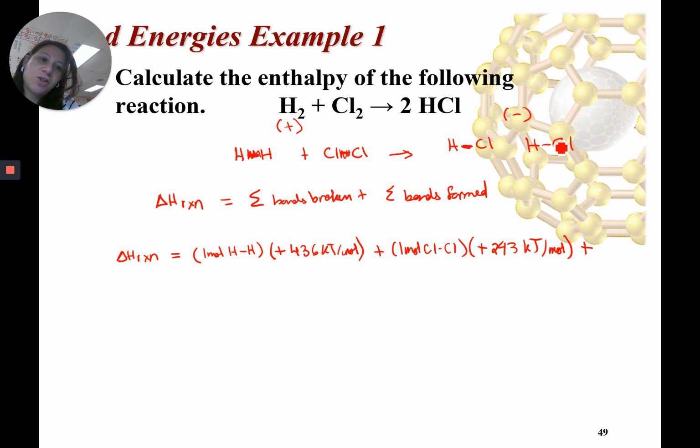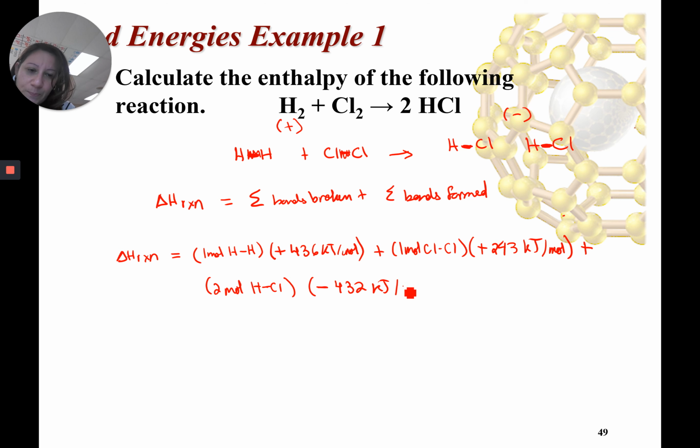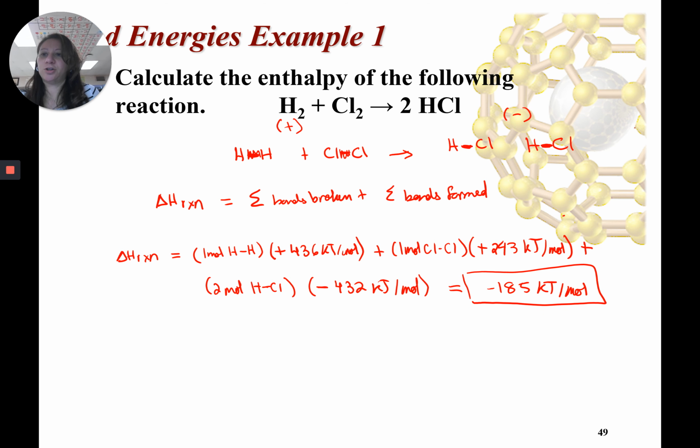Next I have HCl's, and I have 2 of these bonds. So 2 moles of HCl, single bonds. And I'm going to use the negative value because it's in the products, and it is 432 kilojoules per mole. Add them all up together, and you end up with negative 185 kilojoules per mole. And that's our answer. So it's an exothermic reaction.